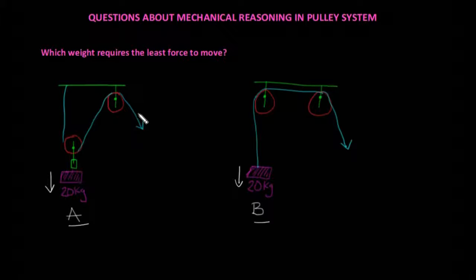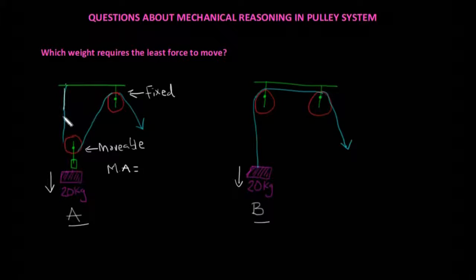Let's look at this pulley system A. If you could see from our previous tutorial, it is a compound pulley. Compound means it has both a movable pulley, which is this one, and a fixed pulley. Now, if you remember, we said that the mechanical advantage of pulleys can be found by calculating the number of ropes supporting the weight.